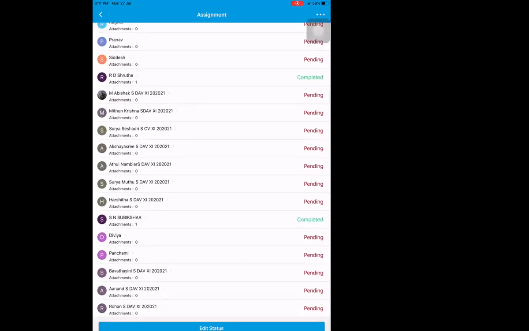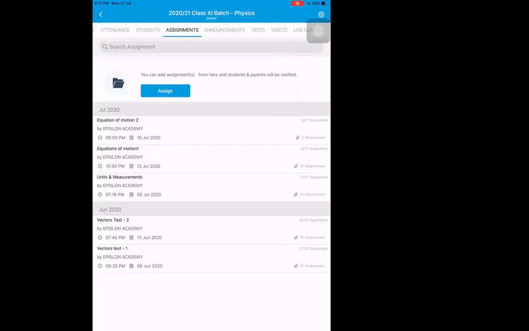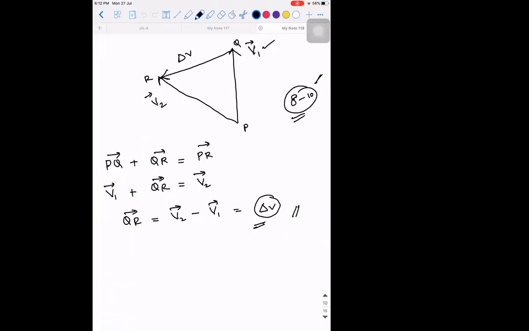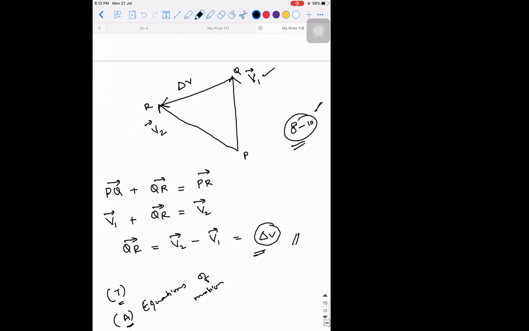The same thing will be followed for exams also. One more update: when I'm conducting a test, for example equations of motion 2, you will have a template like this. If it is an assignment related to a test, I will put a T in the bracket and give it. That means test. If I put A in the bracket, like equations of motion, then it is an assignment. So have clarity about it.